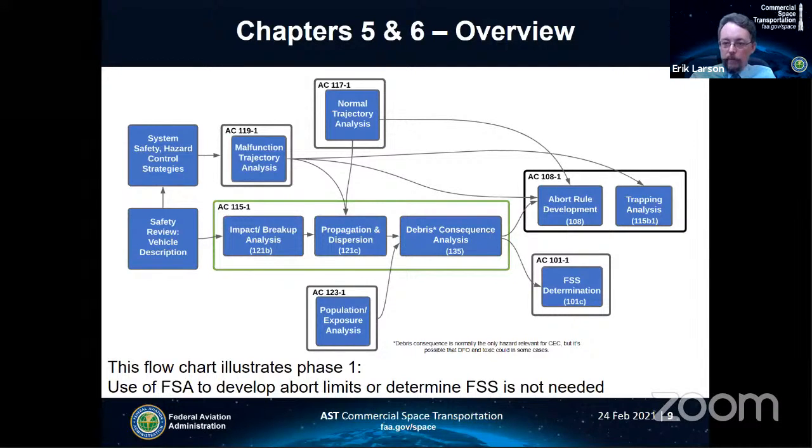And that also requires the input of the population data in order to determine what the metrics for risk are. Those metrics that come out of the debris consequence analysis, especially the CEC, inform whether or not you need a flight safety system per 101. And if you do, or if you have a flight safety system, then in the 108 section, and that AC, we'll talk about how to develop abort rules and then how to apply those to your malfunction trajectories to determine the states where breakup will occur. So now let's go on to phase two on the next slide.